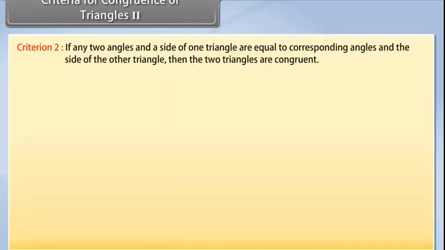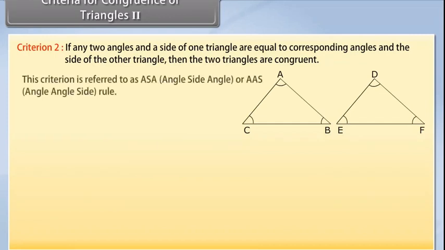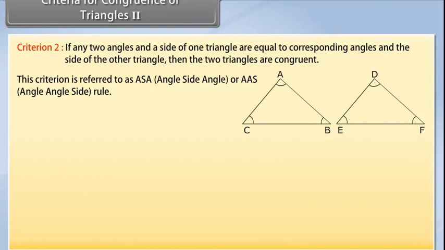Criteria for congruence of triangles 2. The next criterion for the congruence of triangles is that if any two angles and the side of one triangle are equal to the corresponding angles and the side of the other triangle, then the two triangles are congruent. This criterion is referred to as ASA, angle side angle, or AAS, angle angle side rule.